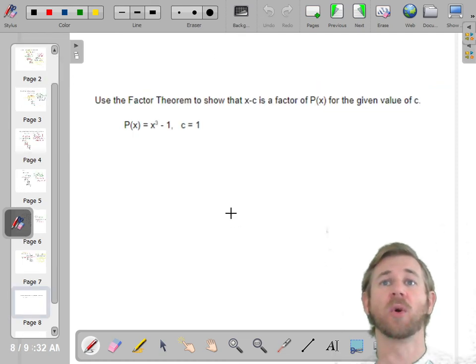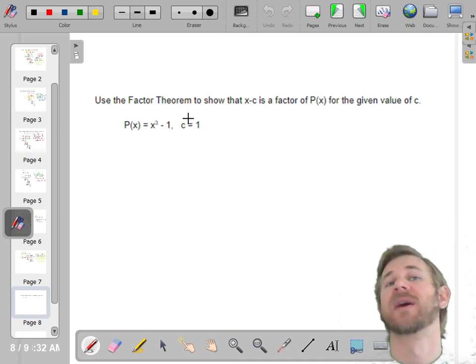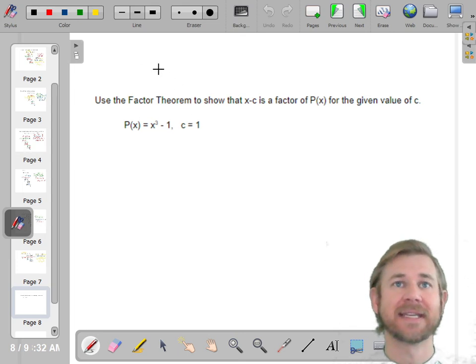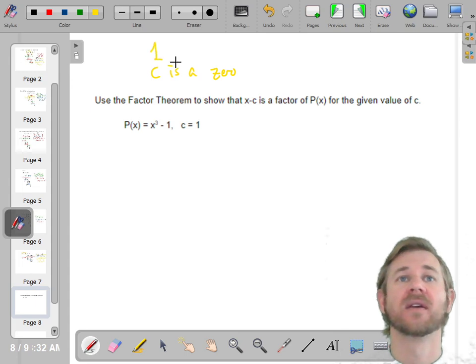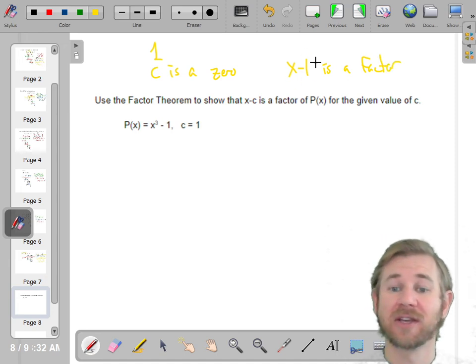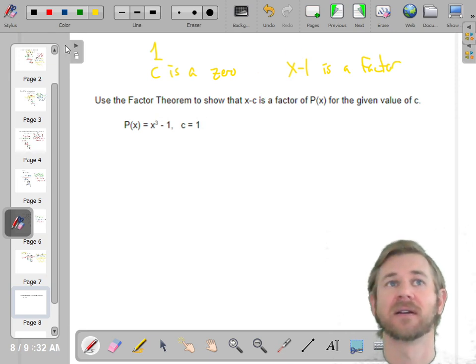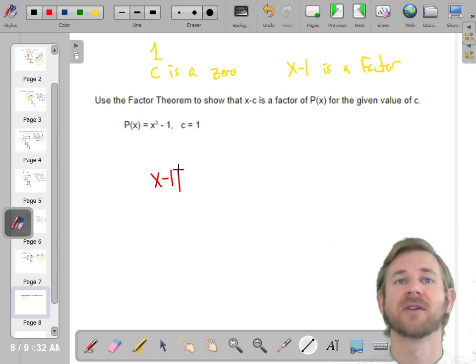One more, we're going to use the factor theorem to show that this is a factor. Or another way of saying that is that c equals 1, that c is a 0. So if c is a 0, which is 1, if 1 is a 0, then x minus 1 is a factor. We're used to going the other way. Normally I'll tell you a factor and then you tell me the 0. Well, here I'm giving you the 0, you have to give me the factor. So that means we're testing to see if x minus 1 will get a remainder of 0. That means it divides evenly, so it's a factor.